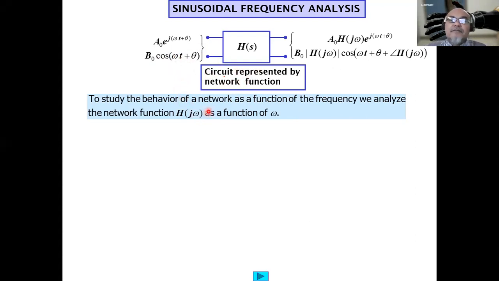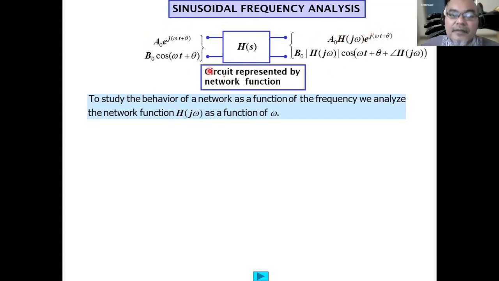So to study the behavior of a network as a function of the frequency, we analyze the network function H(jω) as a function of ω, or H(s) here, to simplify, jω = s. So if we have an input of A0 e^(j(ωt+θ)), after entering this circuit represented by the network function, the output will be equal to A0 times the magnitude |H(jω)| times e^(j(ωt+θ+φ)).